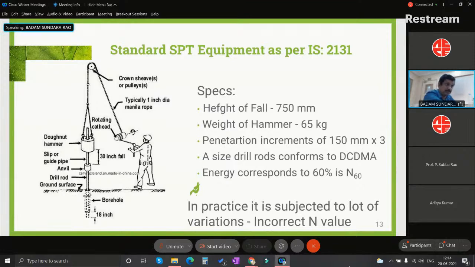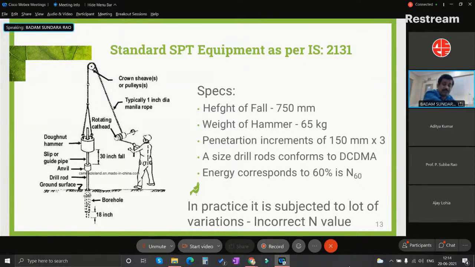Please note that everything in the SPT test has a standard value and standard procedure. Unless and until we follow the standard procedure and standard values, the N values obtained from the field are highly erratic, and there is no significance in using them as a design soil parameter. Please note it down.